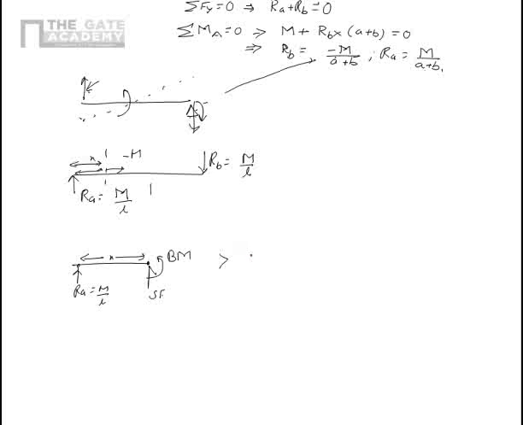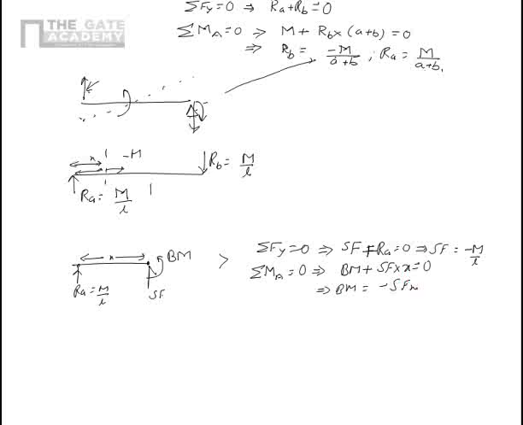Now sigma Fy equal to 0 leads to SF plus RA equal to 0, which means SF is equal to minus M upon L, and at the same time the moment about A equal to 0 will lead to Bm plus SF into X is equal to 0, which means Bm is equal to minus SF X, which is nothing but M upon L into X. So at X equal to 0, Bm is equal to 0, and at X equal to A, Bm is equal to M upon L into A.